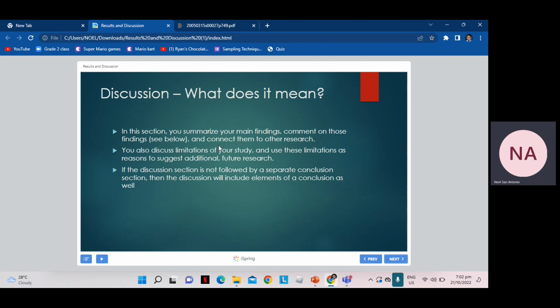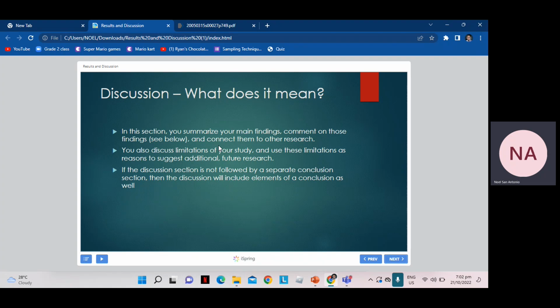Okay? If the discussion section is not followed by a separate conclusion section, then the discussion will include elements of a conclusion as well. Now, in the IMRaD format that we will be doing, we will not have a separate conclusion section. So therefore, in your discussion section, you will have to summarize your conclusions here.